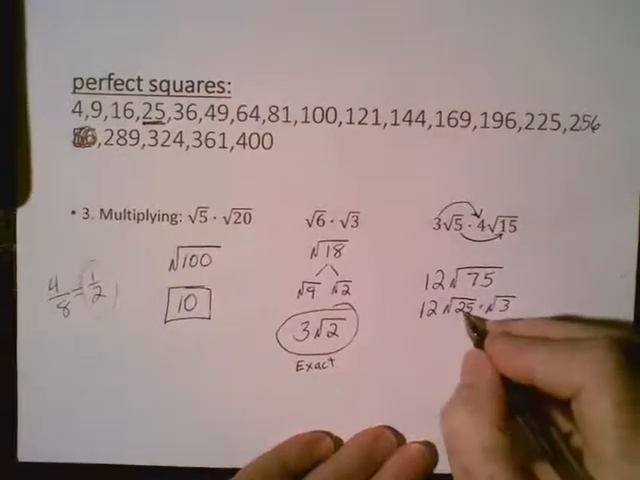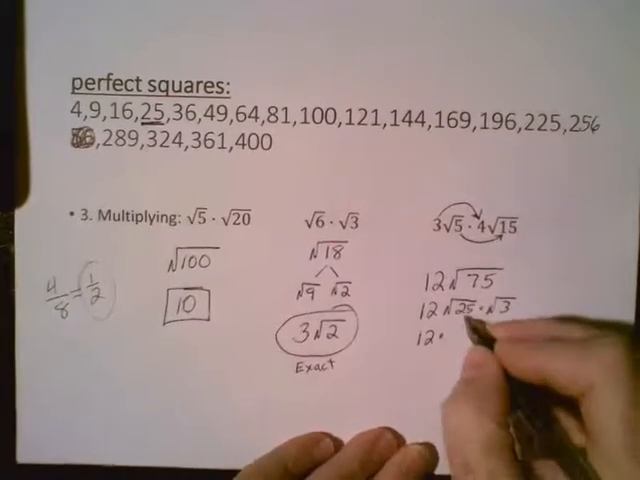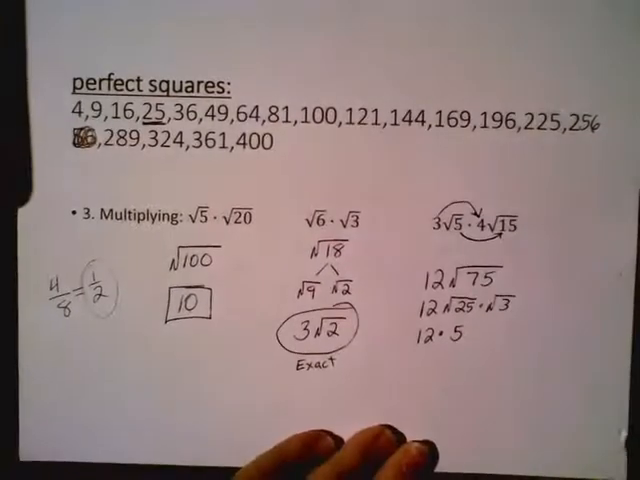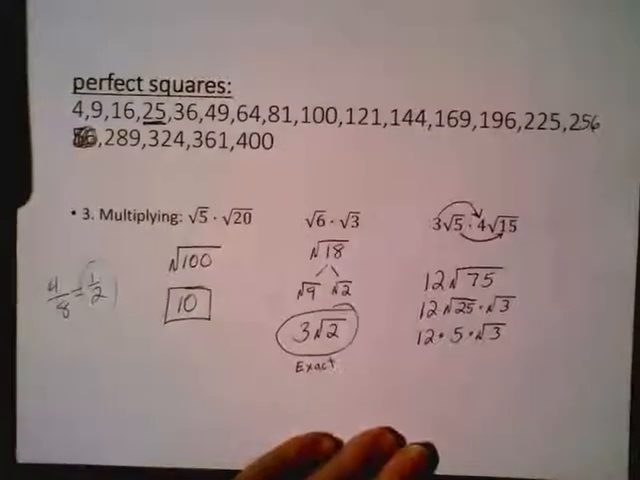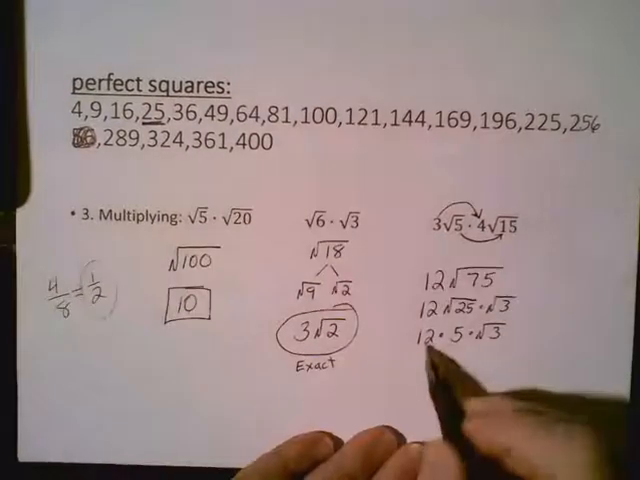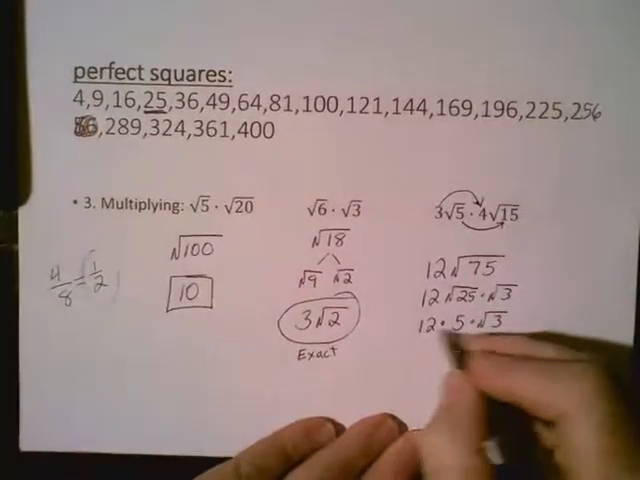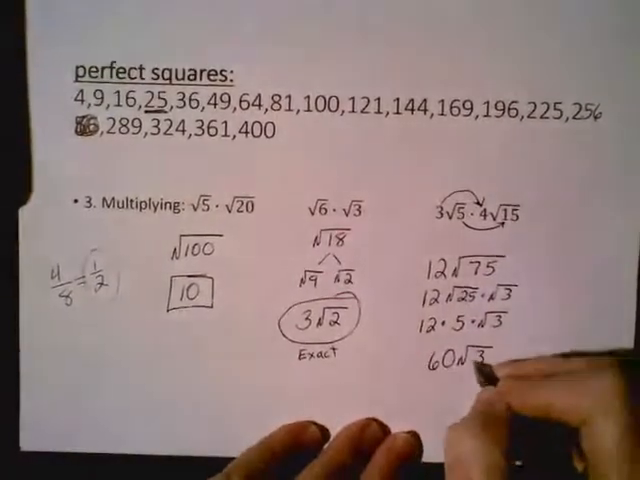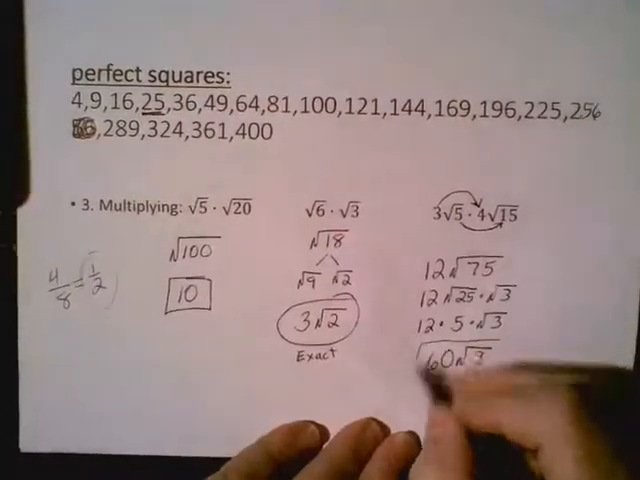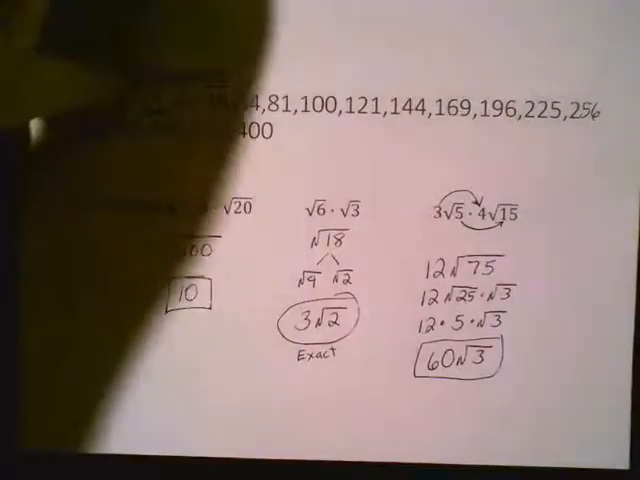Well, the square root of 25 is 5. So the 12 stays the same, times the 5 comes out of the radical, and then the 3 stays under the square root, or under the radical. Well, these numbers out front now, we can just multiply them together. 12 times 5 is 60. And then you still got the square root of 3, so the simplified answer is 60 times the square root of 3.